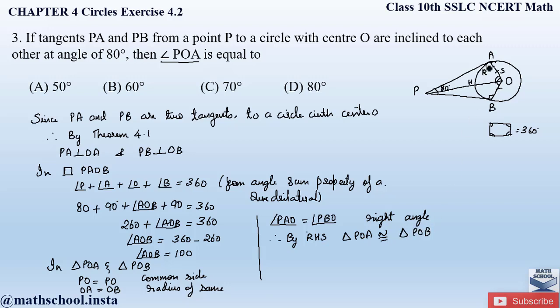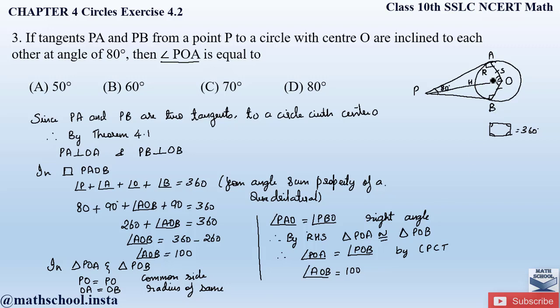Now since these two triangles are congruent, the angles of the congruent triangles will be equal. That is because of the corresponding parts of congruent triangles. So when we apply the property CPCT, the angle POA will be equal to angle POB, right? So therefore angle POA will be equal to angle POB by corresponding parts of congruent triangles. So we know the whole angle AOB. Angle AOB is equal to 100.